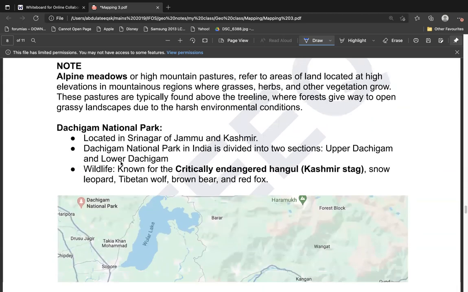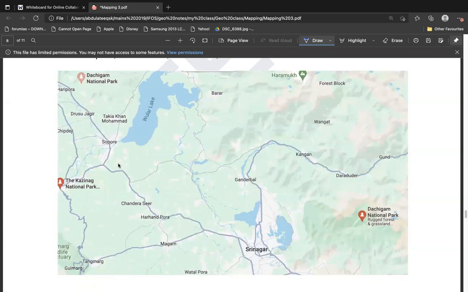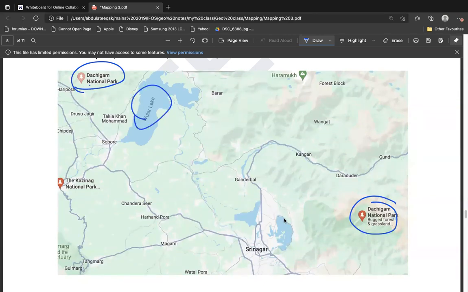See here, Dachigam National Park. The Dachigam generally has two sections. Here you have the upper section, here you have the lower section. Here itself, can you also see there is Ular Lake, and this part is called the Dal Lake. Through Ular Lake, we have also seen the passing of a major river. Which river? That is the Jhelum River. So here, the Kazinag National Park is also present.